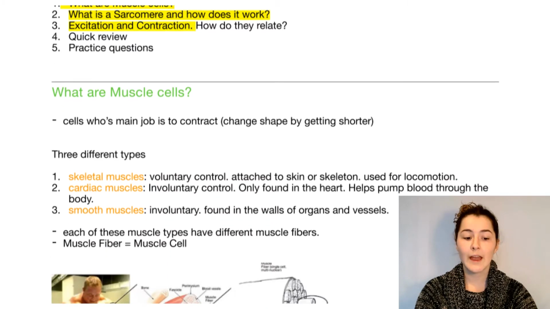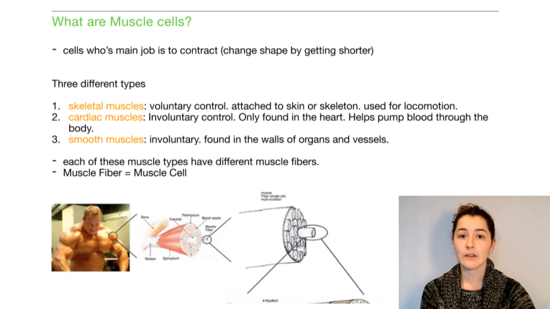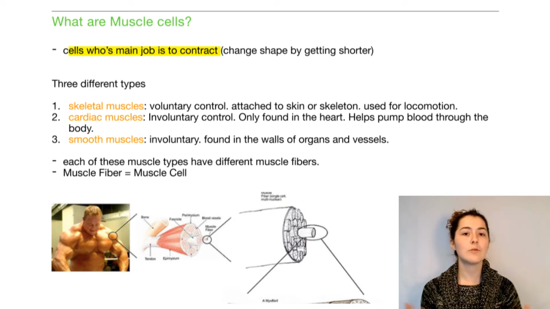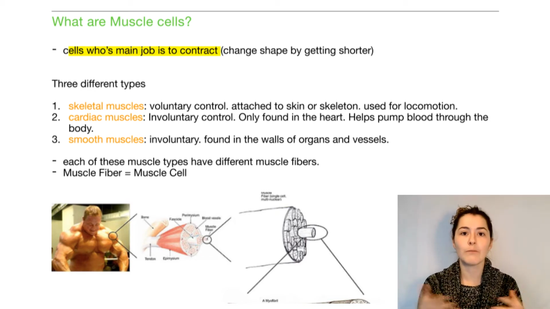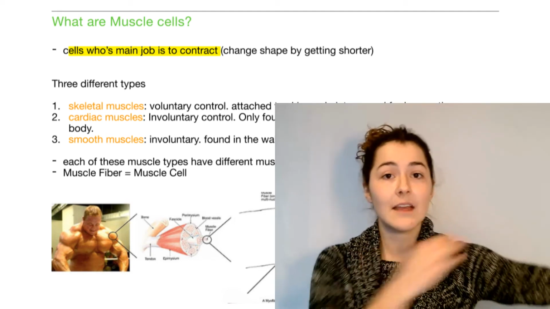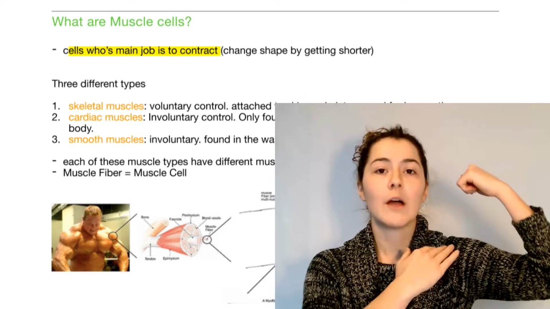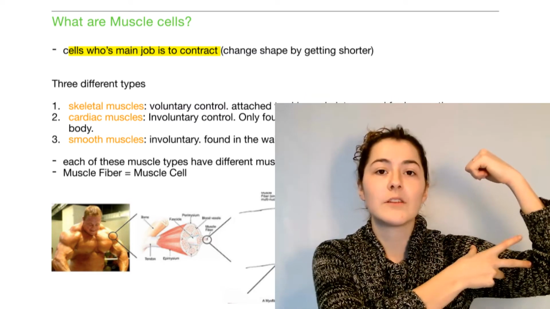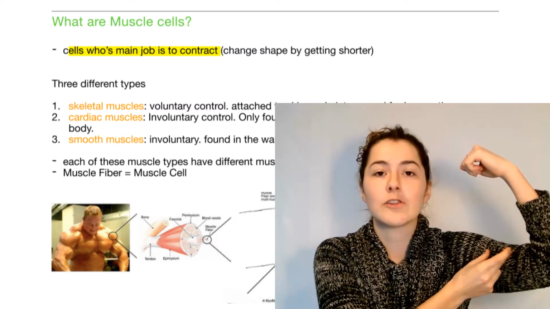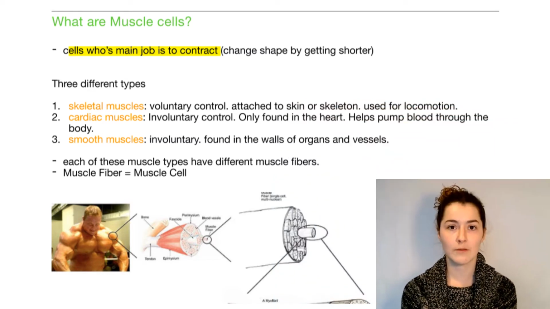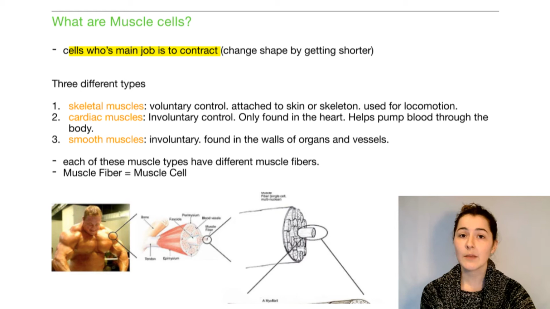The first question we have here is, what are muscle cells? So a muscle cell is going to be a cell whose job it is to contract. So it's actually going to change shape and it's going to get shorter. We know that when we contract our bicep muscle, for example, we're going to have our forearm come closer to our shoulder. This muscle is actually shortening, so it's contracting and it's helping to move the bones of our body to produce locomotion. Now, we actually have three different types of muscles.